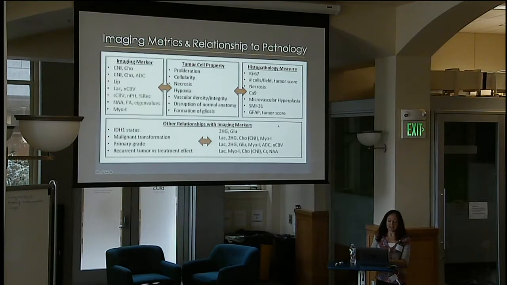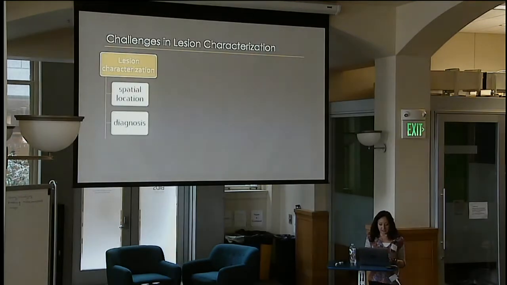So we have a bunch of imaging metrics, and in the literature there have been a lot of papers that associate these metrics and others with different cell properties and pathology. But most of these, unfortunately, are still in smaller studies, and they have not been combined, using all of them together, to gain a big picture of aggressiveness.